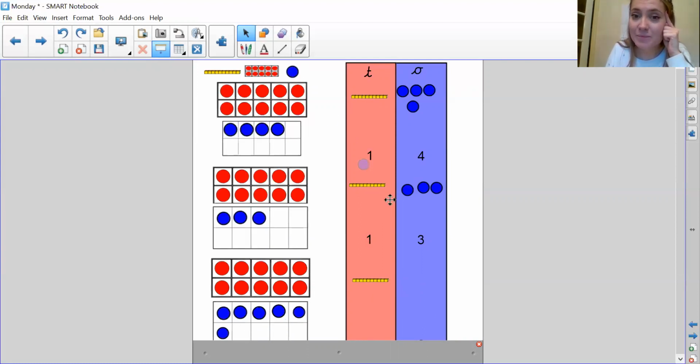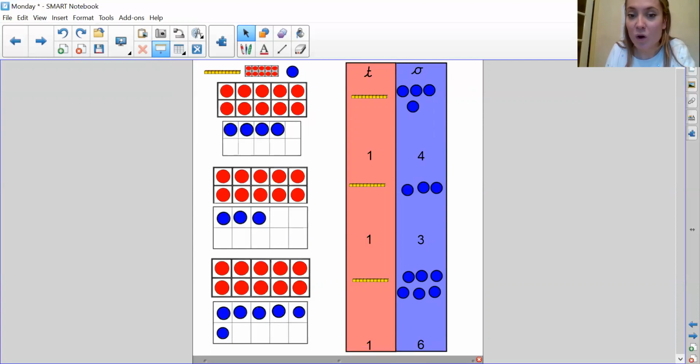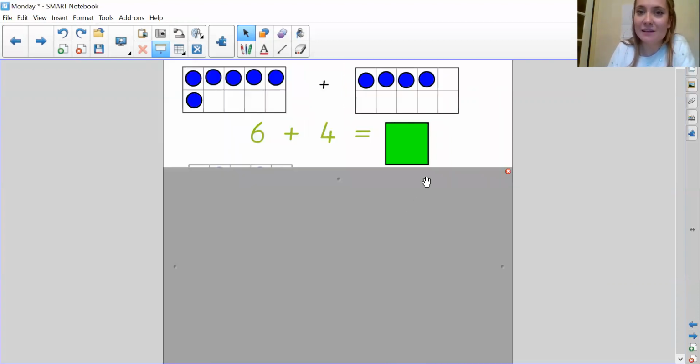So you ready to count with me? 1, 2, 3, 4, 5, 6. Can you pause me and write down what number that makes? Okay, hopefully you've got the same as me. 1 10 and 6 ones make 16. Super, well done.